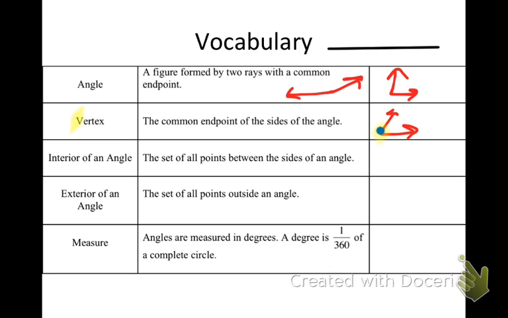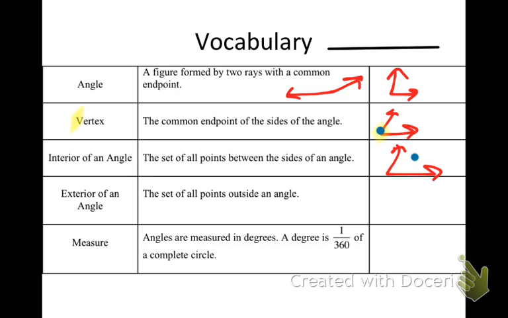Interior of an angle. What does interior mean, Callie? A set of all points between the sides of an angle. What does the word interior mean, though? Inside. So interior of an angle means the inside of an angle. So if I have an angle here, the interior of that angle is anything on the inside. Anything between the sides. That is the interior.